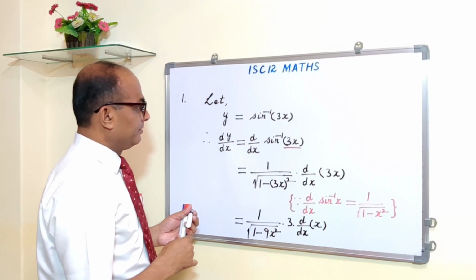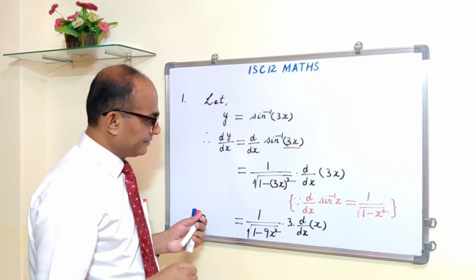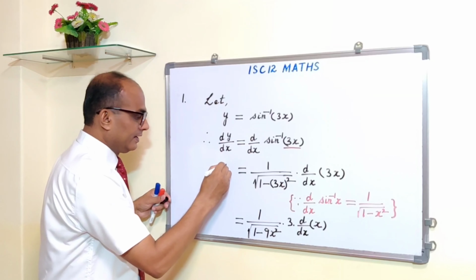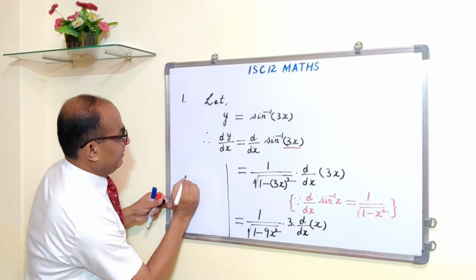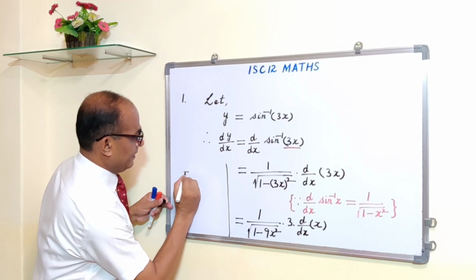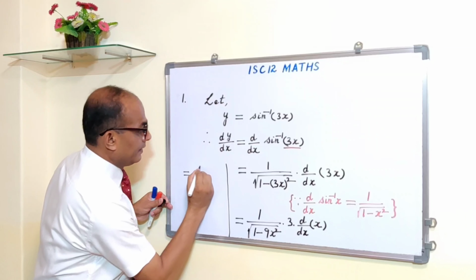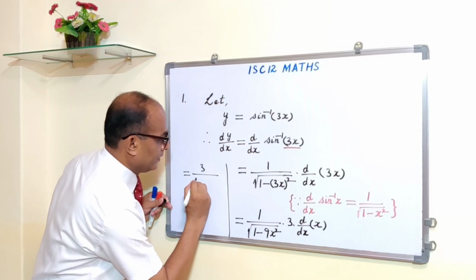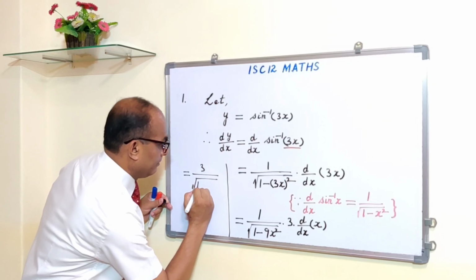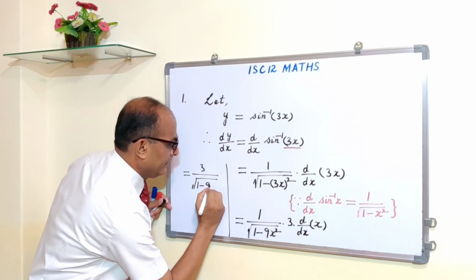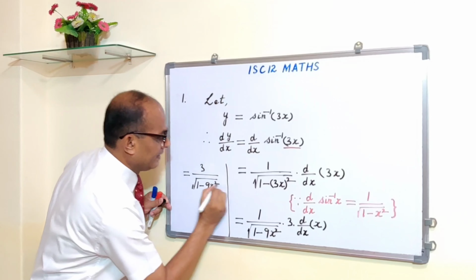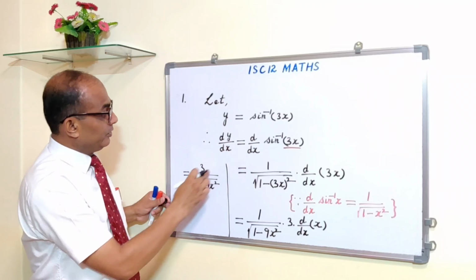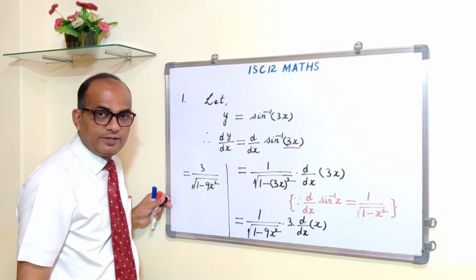So this we can write down then, is equal to 3 upon root 1 minus 9x square. And this is the answer. This is dy upon dx. dy upon dx is equal to 3 upon root 1 minus 9x square. Clear?